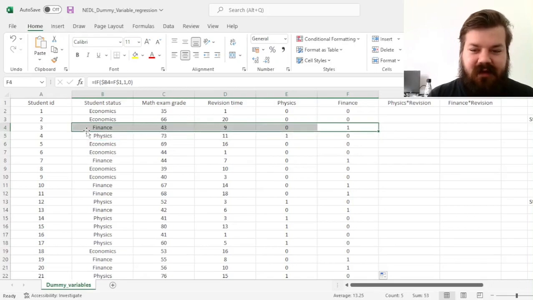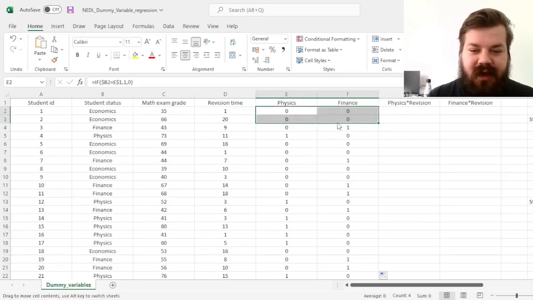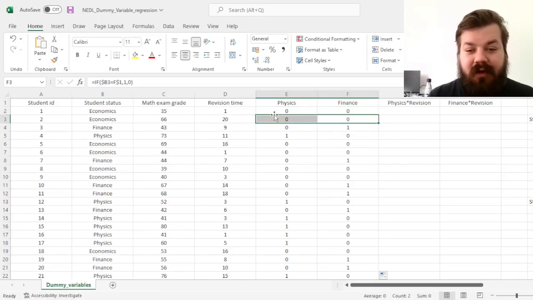And student 3 studies finance. That shows here 0, 1, 1 for finance. And this student, as they've got zeros for both physics and finance, studies the reference group, or economics in this particular case. Again, this is something that you can easily implement for any categorical variable and generalize as follows.